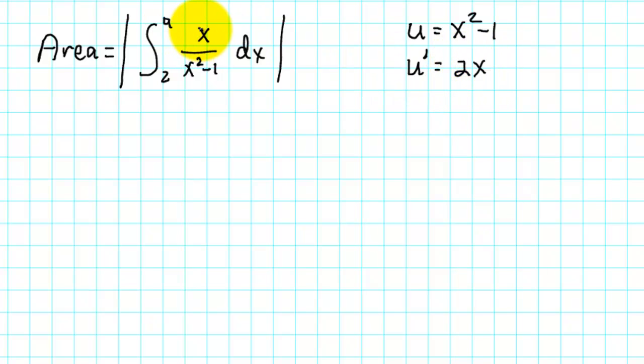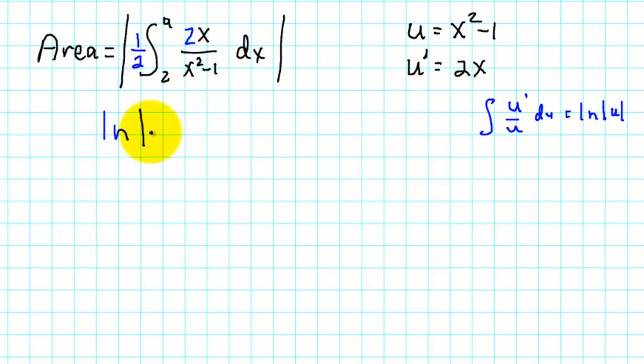So I have the x here, but we need to adjust it, so we need that to be 2x, so we have to put the reciprocal out here so that we have not changed the problem, because 1/2 times 2 gets us back to the original problem. So now we integrate. Now you may remember that the integral of u prime over u is the natural log of the absolute value of u. So we get here the natural log of the absolute value of x squared minus 1.